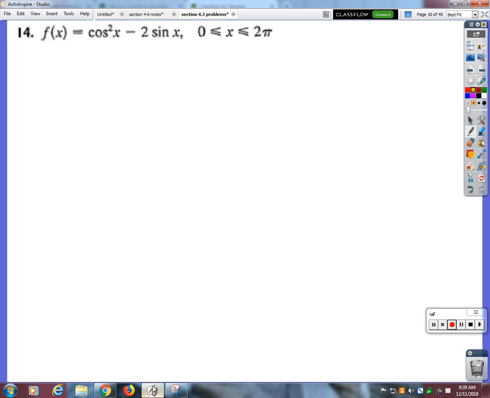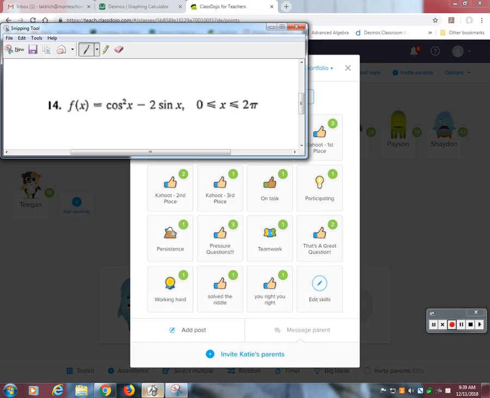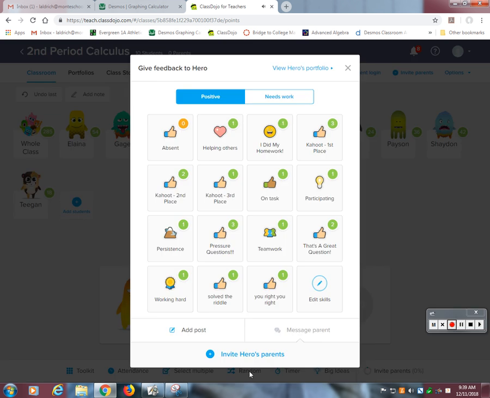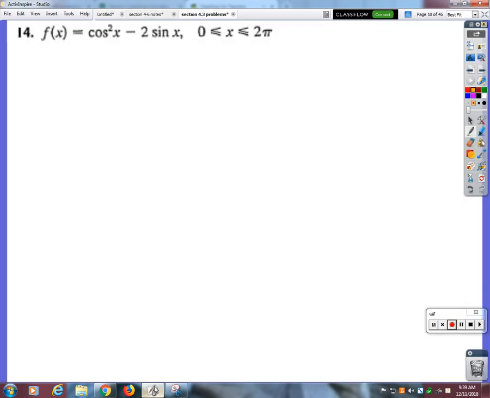All right, number 14. Okay, so this is a tricky derivative to take. Hero, what's the derivative of cosine squared?